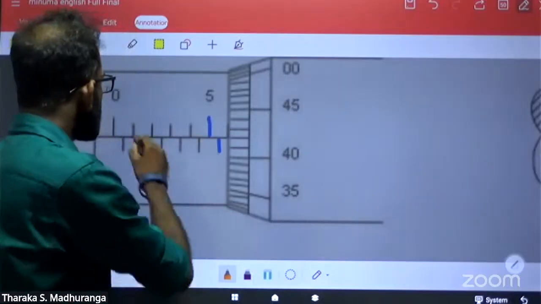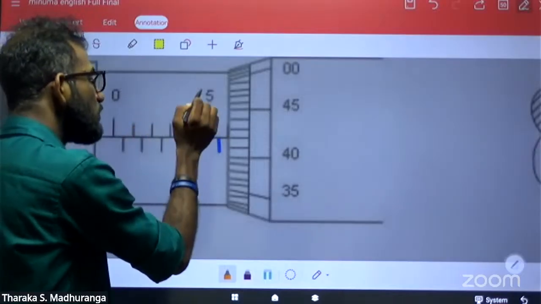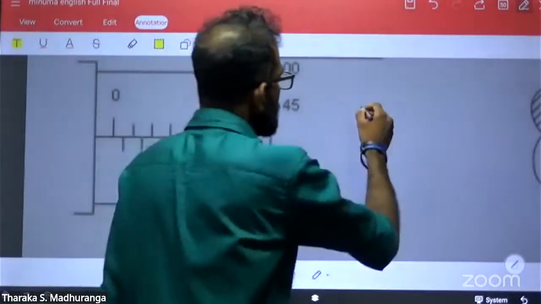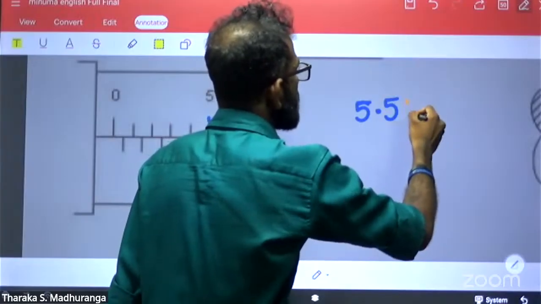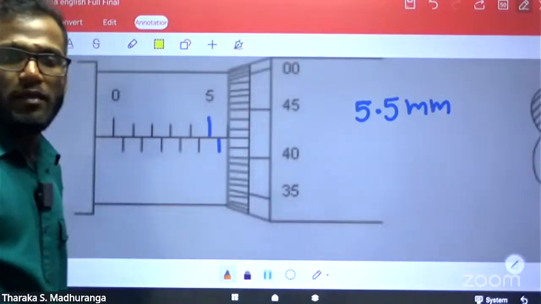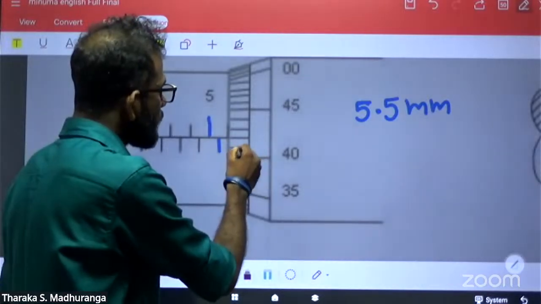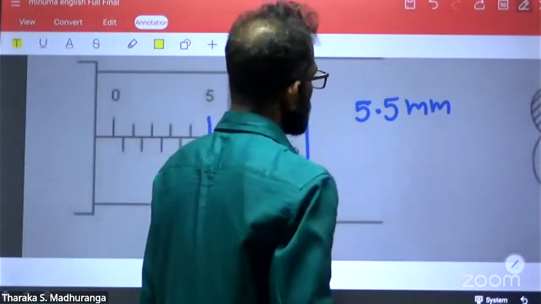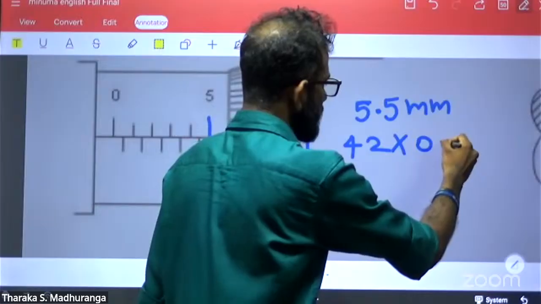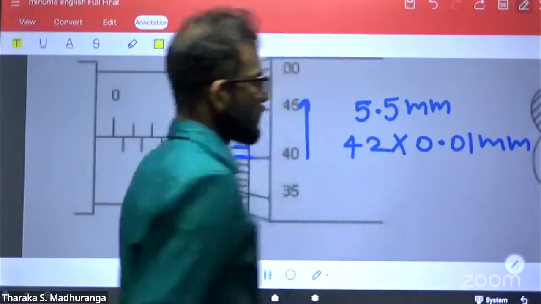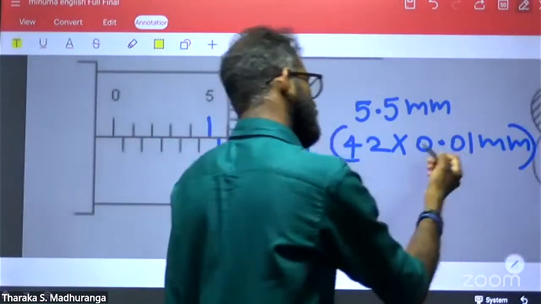5.5. Because 0, 0.5, 1, 1.5, 2, 2.5, 3, 3.5, 4, 4.5, 5, 5.5 there. Then 5.5 millimeter is the linear scale value. Then how about the coincide part? Coincide part 40, 41, 42. It always increases upward. 42 is the coincide. 42 multiplied by 0.01 millimeter. Then its value is 0.42.